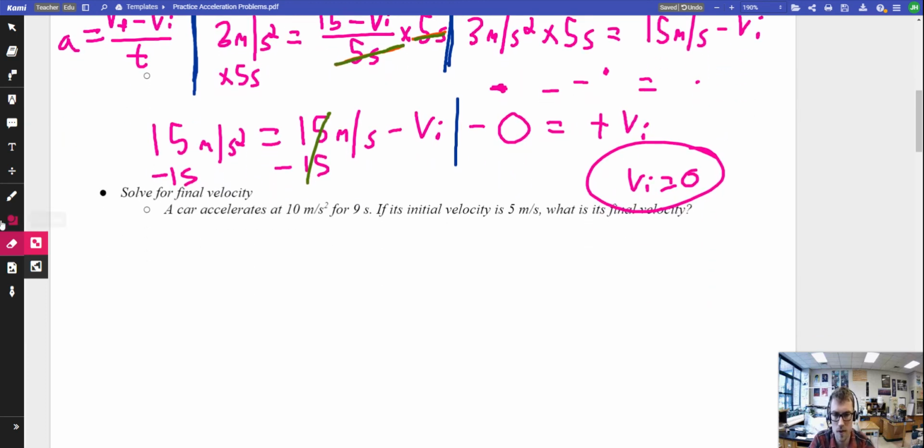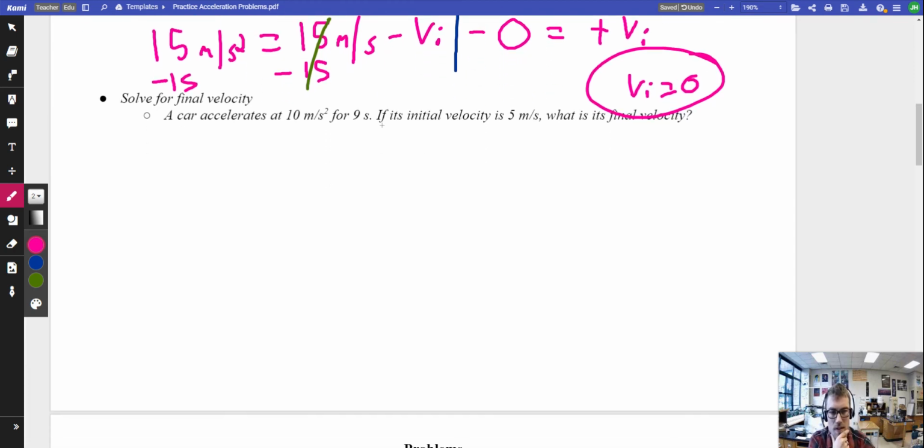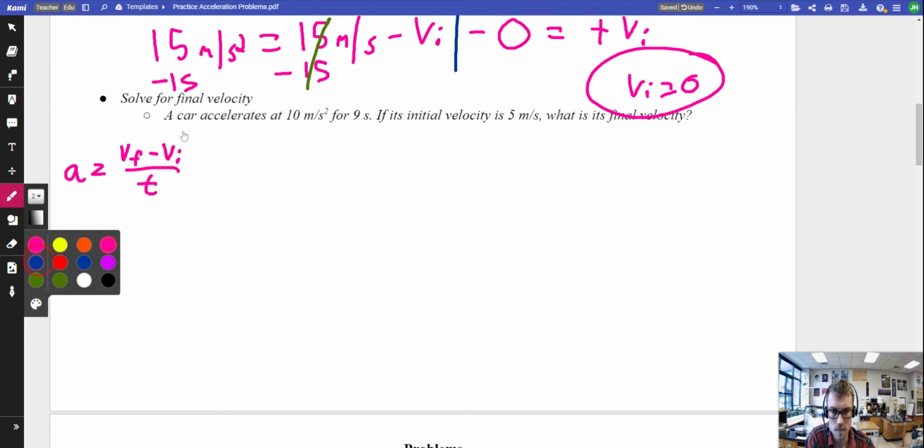All right. Okay. Last one. Last one is very similar, but this time we're trying to find the final velocity. So a car accelerates at 10 meters per second squared for 9 seconds. If its initial velocity is 5 meters per second, what is its final velocity? So again, let's start off with our equation. Acceleration is equal to VF minus VI divided by time.